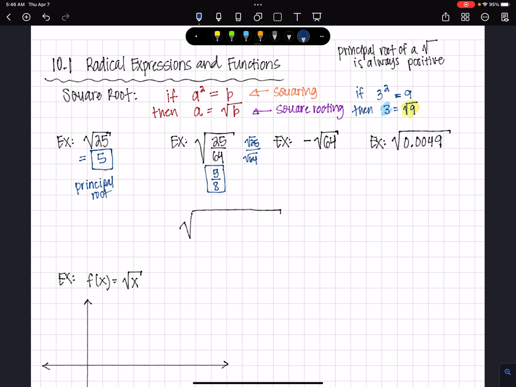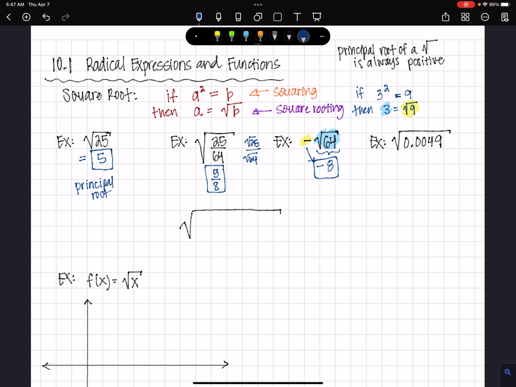Now the next one, we have a negative on the outside. This negative on the outside is going to take the opposite of whatever the square root of 64 is. The square root of 64, we know, is 8. 8 times 8 is 64. And then this negative comes down and says that your answer is going to be negative 8. So this negative in front of the square root says we want the negative root, not the principal root.